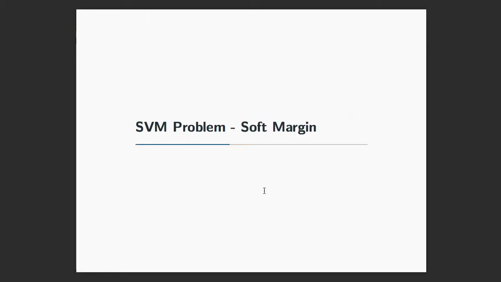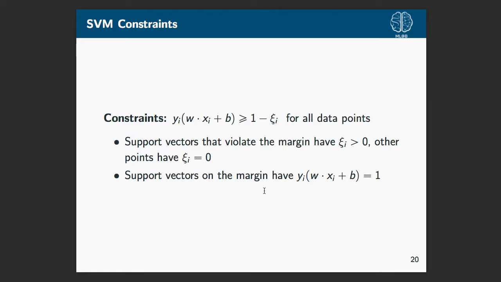Okay, so now we'll do the same thing again at a higher level for the soft margin SVM problem. Like I mentioned before, for soft margin SVMs, you don't necessarily have to classify each point correctly. So some points, if their slack variable is greater than 0, can violate the margin and be misclassified. So the constraints are changed now: yi times the dot product of w and x is greater than or equal to 1 minus epsilon i. So support vectors that violate the margin have a positive epsilon i.